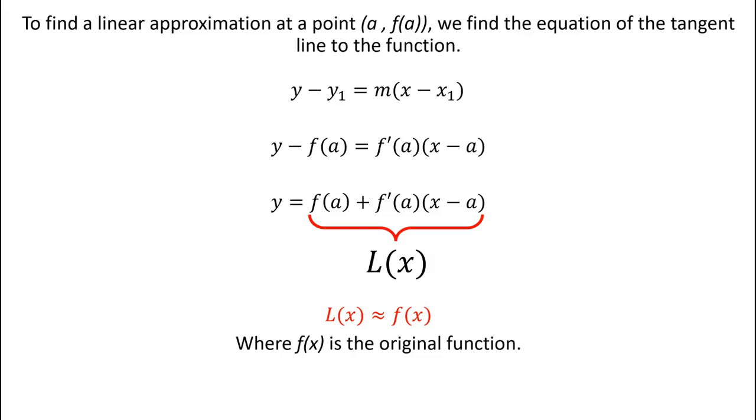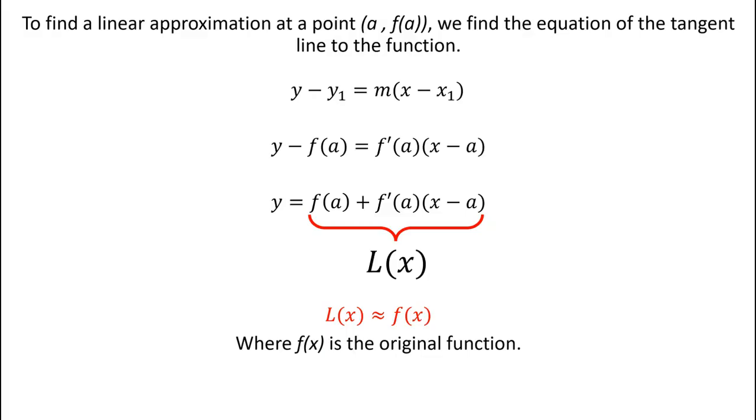To come up with a linear approximation at a point, obviously we're going to need to be able to find the equation of the tangent line to the function at that point. This is nothing new for us. We've been finding equations of tangent lines nearly all semester long. To find the equation of the tangent line, we know that we start with the point-slope form of an equation: y minus y sub 1 equals m times x minus x sub 1, where (x sub 1, y sub 1) is any point on that line, which will be our point of tangency, and where m is the slope of the tangent line at that point.